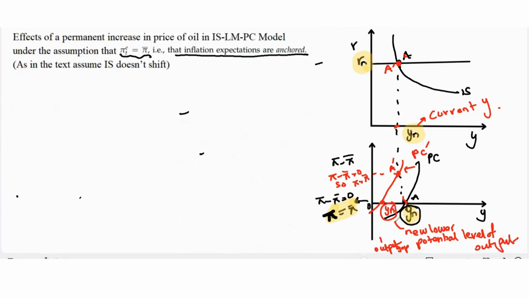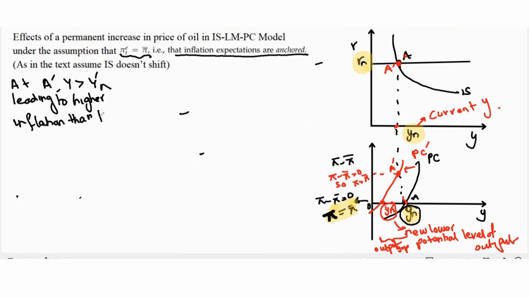Okay, so this was the new lower potential level of output, and this is the output gap. Now we know that at A prime, Y is greater than Y N prime, where Y N prime is the new lower potential level of output, leading to higher inflation than target. We know this from the Phillips curve.